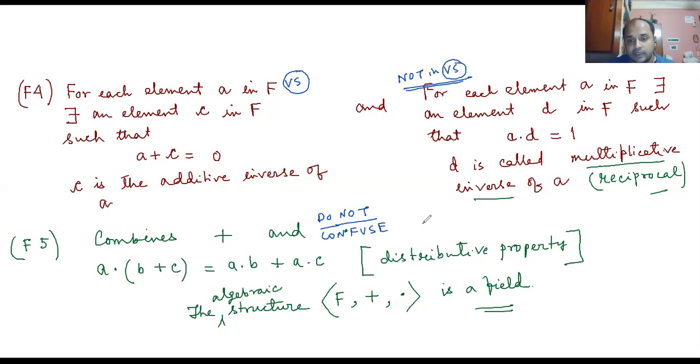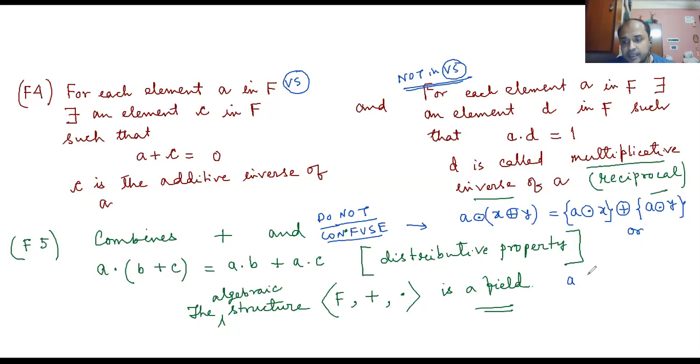Do not confuse this with the similar property when we write a dot x plus y is equal to a dot x plus a dot y, or when we write a plus b dot x is equal to a dot x plus b dot x.